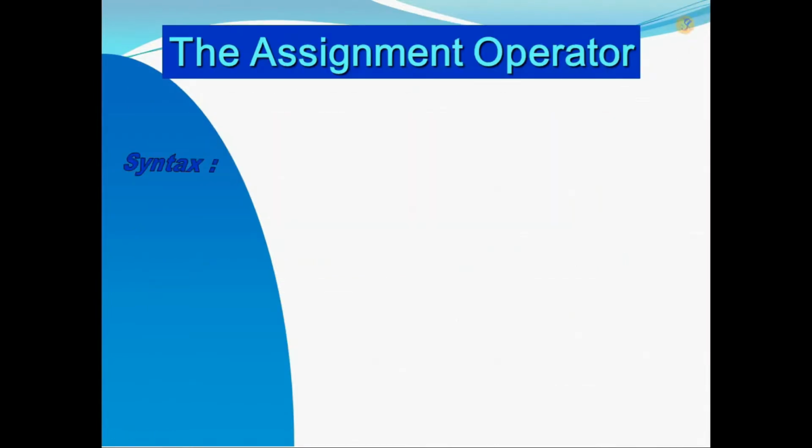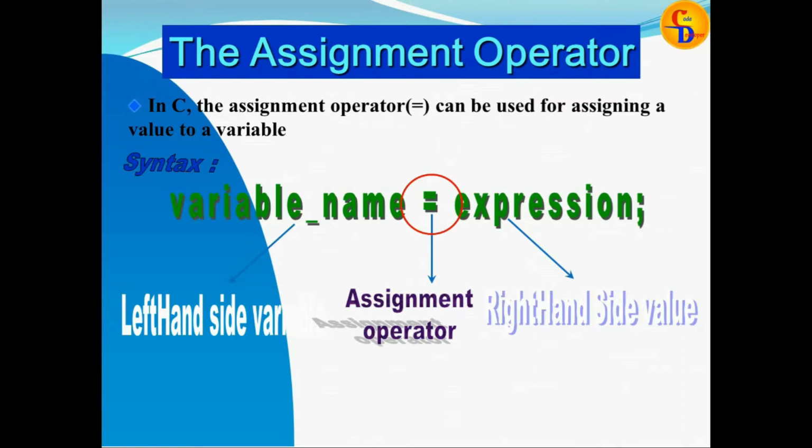The next one, the assignment operator. The assignment operator is well known. Equal to is called the assignment operator. On the right side we use the value, that is, the expression value. The left-hand side variable is used to store the information. The values are stored in the particular variable. In between we use the assignment operator. The assignment operator is used to assign the value to the corresponding variable. On the left-hand side we use a variable, and on the right-hand side we use the expression, that is called the value.